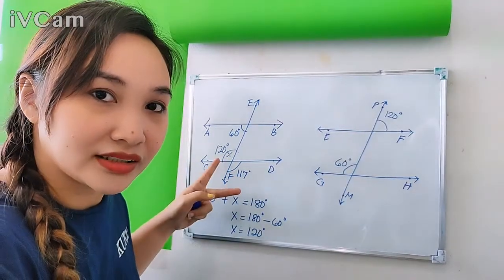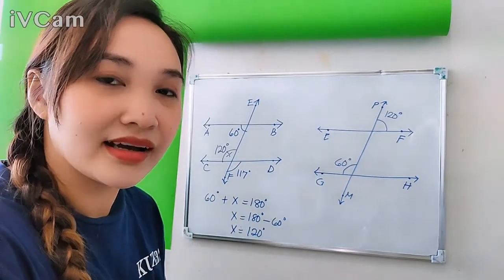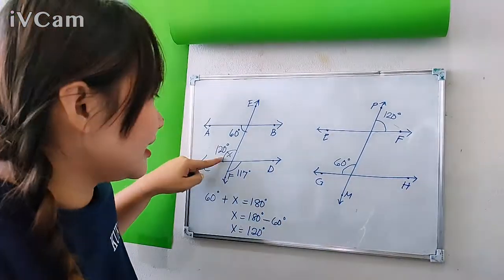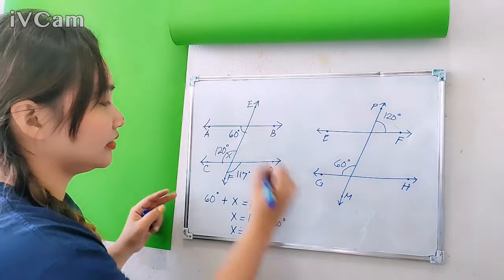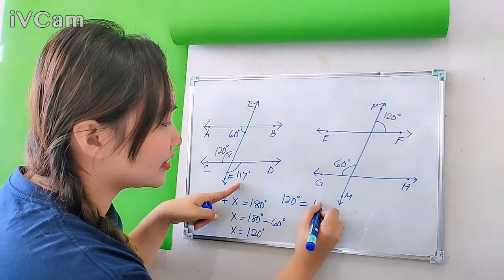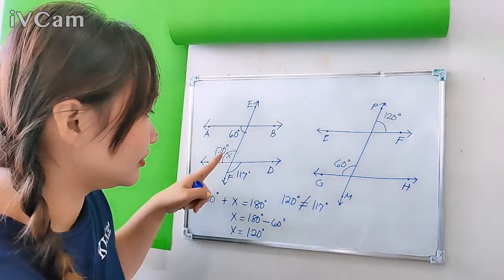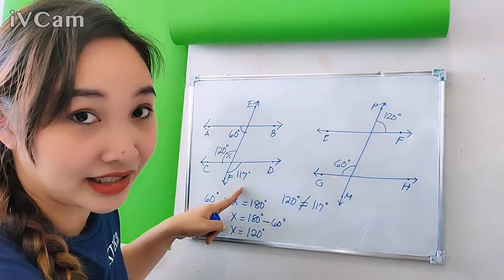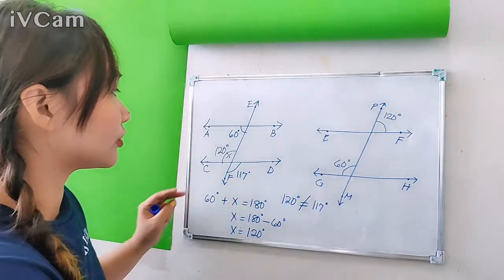And then next, we're going to look at these two angles. What are these two angles? Vertical angles, right? And what does the rule say? Vertical angles should be equal. Let's check if this angle and this angle are equal. Say 120, I'll write it here, 120 degrees, and that is 117 degrees, right? So obviously, this is not equal. 120 is not equal to 117.